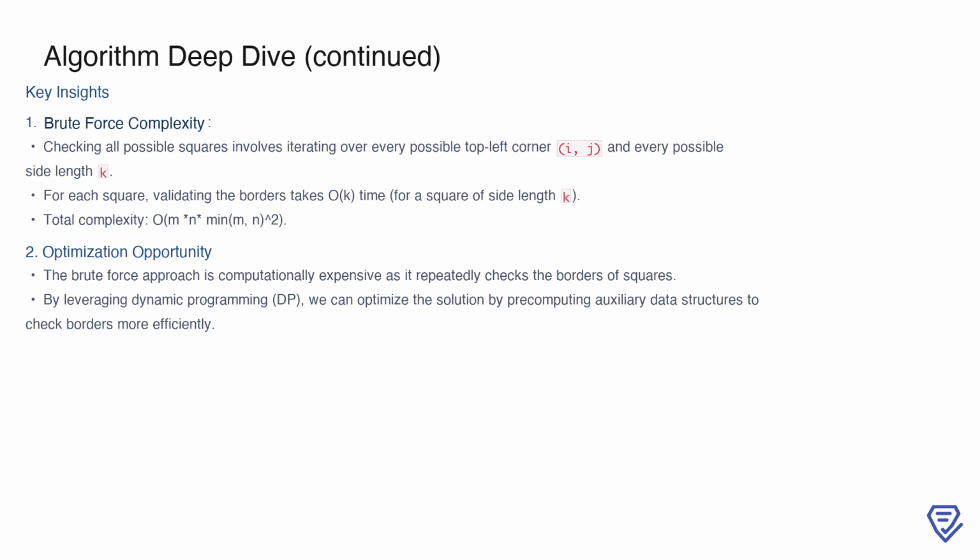Analyzing this brute force approach, we see it involves iterating over every possible top left corner and every possible side length. For each square, validating the borders takes time proportional to the side length. This results in an overall complexity of O(m*n*min(m,n)^2), which can be computationally expensive for large grids. To optimize this, we noticed that repeatedly checking borders is redundant and could be streamlined. By using dynamic programming, we can pre-compute auxiliary data structures, which allow us to validate borders more efficiently. This significantly reduces the overall computational cost of the solution.